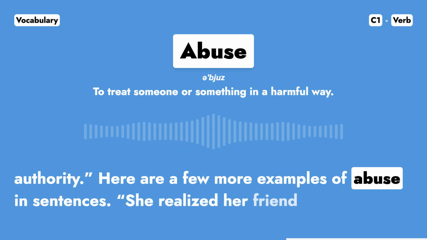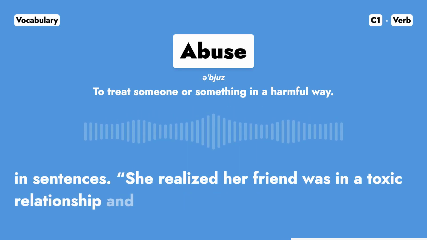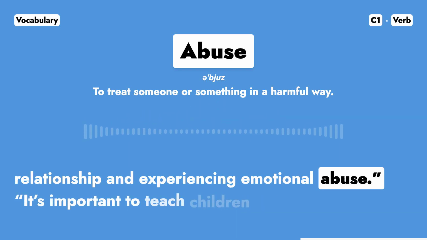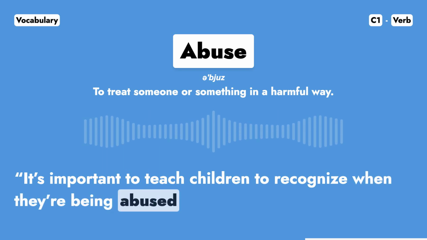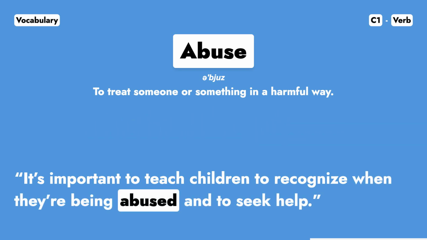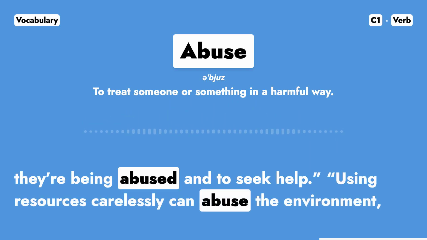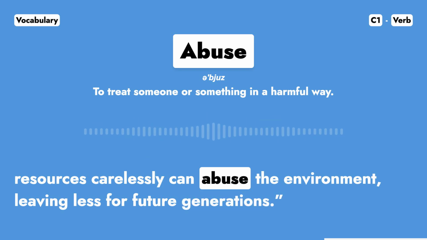She realized her friend was in a toxic relationship and experiencing emotional abuse. It's important to teach children to recognize when they're being abused and to seek help. Using resources carelessly can abuse the environment, leaving less for future generations.